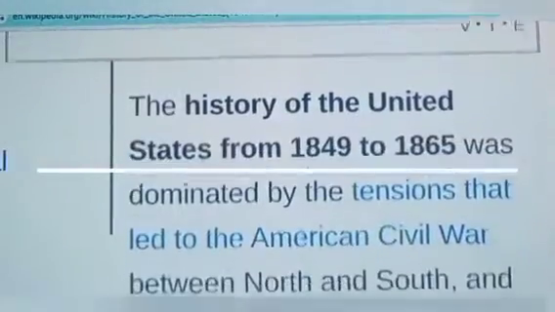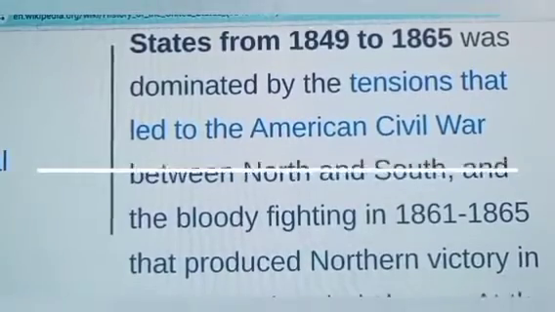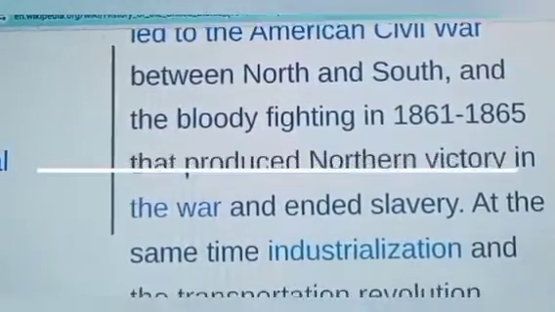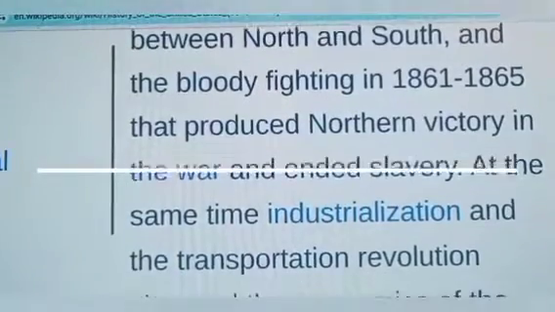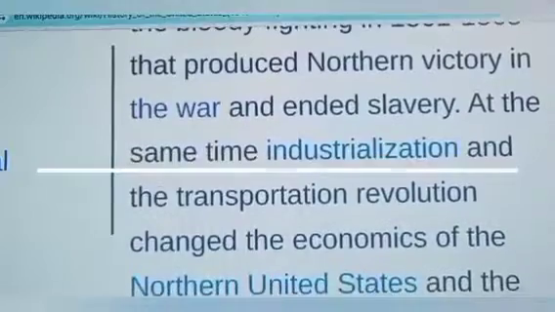The history of the United States from 1849 to 1865 was dominated by the tensions that led to the American Civil War between the North and the South, and the bloody fighting in 1861 to 1865 that produced Northern victory in the war and ended slavery.